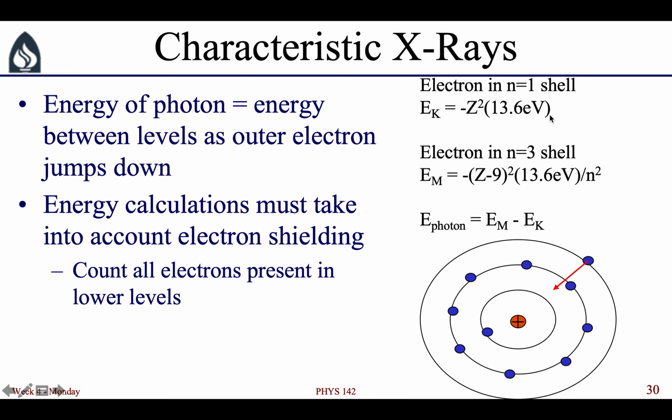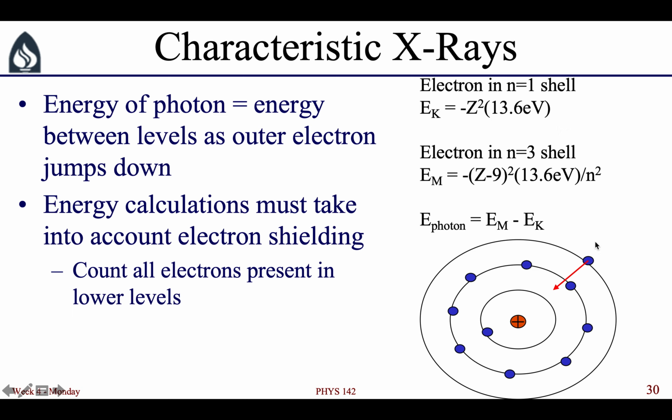So if you have an electron in the n equals 1 shell, then roughly the energy level is going to be equal to minus Z squared, where this is the number of protons, times 13.6 electron volts. This isn't exact, but this is a rough estimate of what an electron sitting in the n equals 1 shell would see. Now, for an electron in the n equals 1 shell, it has an unimpeded view of the nucleus, and so we don't have to include any shielding effects.